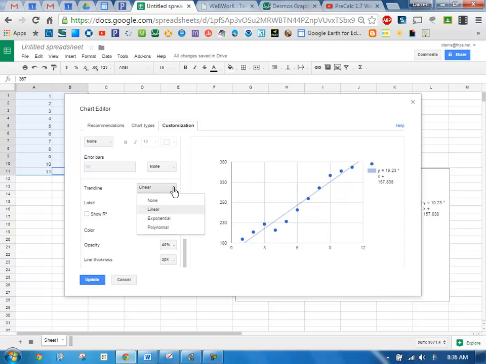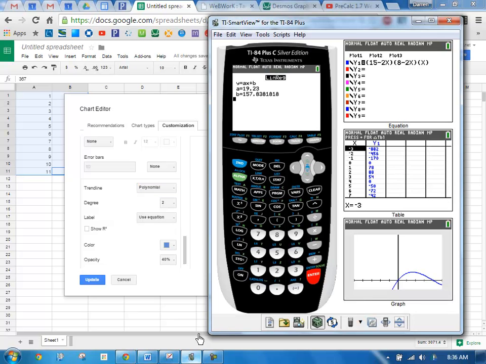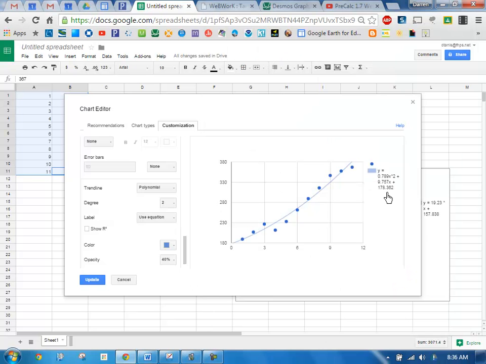You can also do polynomial and degree 2. That will give us a quadratic, and then use equation, it gives us that equation. So you could do both with Google Sheets and with the calculator. With the calculator, you go back to Stat, you go to Calculate, and you do quadratic regression, which is 5, and then hit Calculate, and you get the same thing. Now, you also want to look at your R value. It says show R value on Google Sheets, and it gives you the R value of 0.969. The calculator will do the same thing with the diagnostic, like I said.